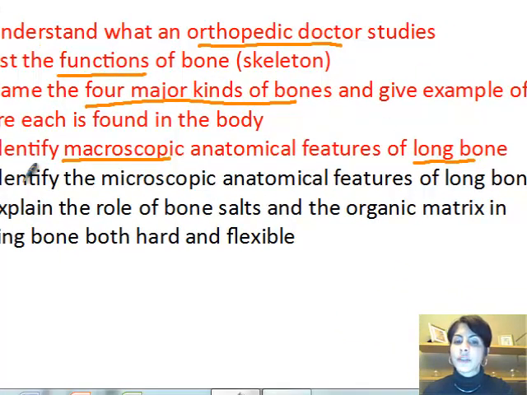In the next screencast, we'll take a look at the microscopic anatomical features of long bone and explain the role of bone salts in the hardening process.